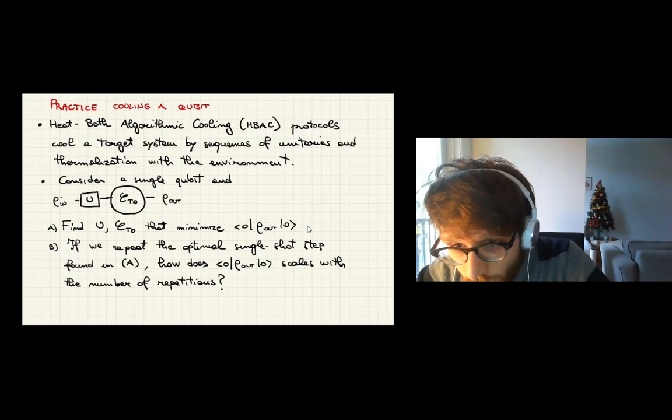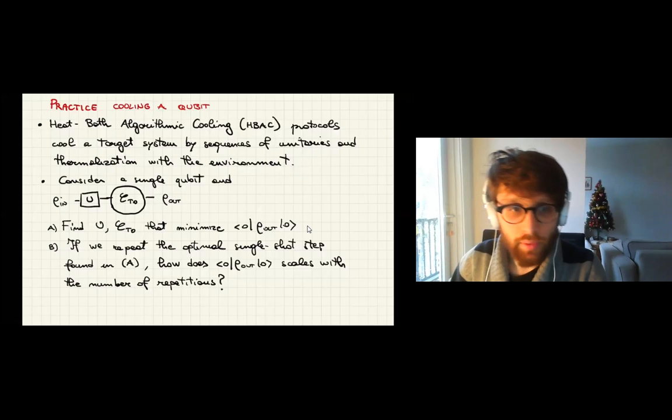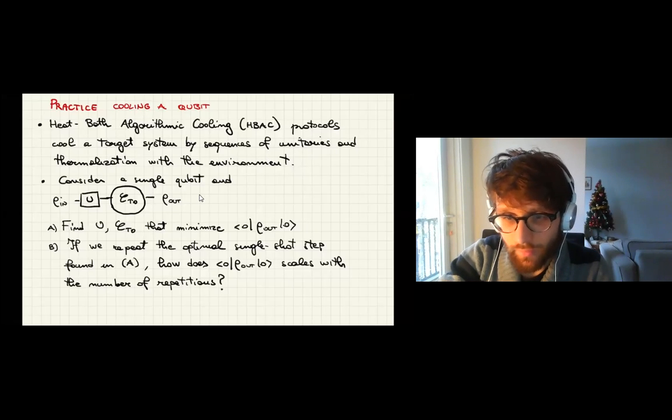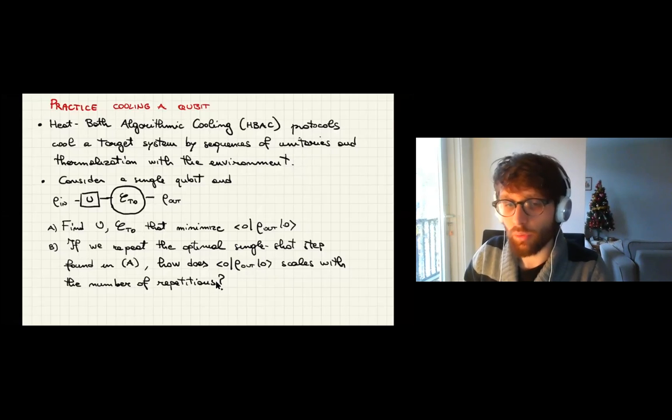Does the projection scale as a power of n? What projection? In B. Are you talking about this practice now? How does it change with the number of repetitions? So you should see that this is scaling exponentially with the number of repetitions. So meaning the residual is just going to be exponentially small. Most of the population is going to be in the ground state if you do this protocol and you repeat.